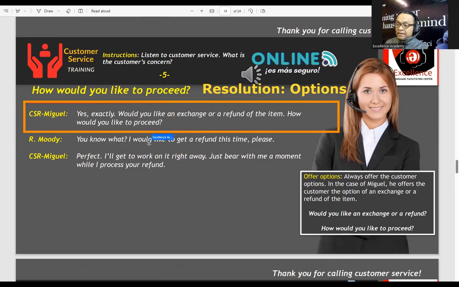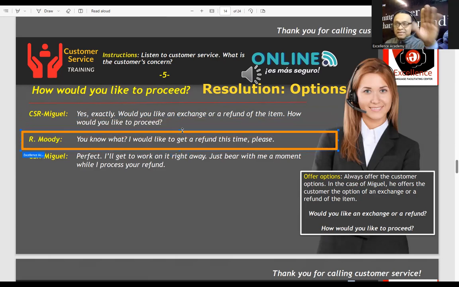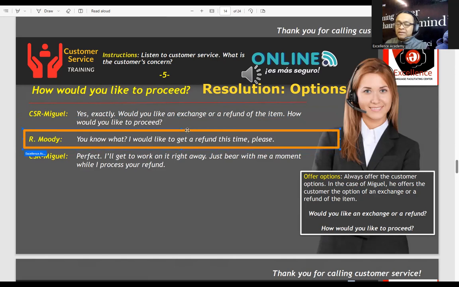Then the customer says, you know what? I would like to get the refund this time. So she doesn't want the same item to be sent again. We could send the same one again, but she says, no, that's okay, I would like the refund. So she would prefer to get her money back.